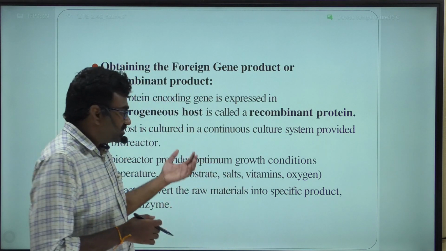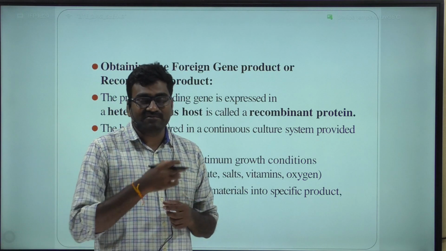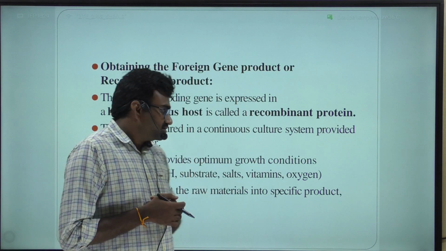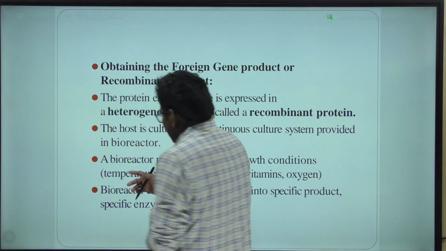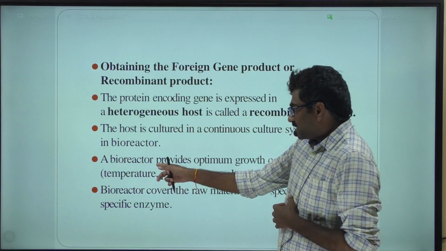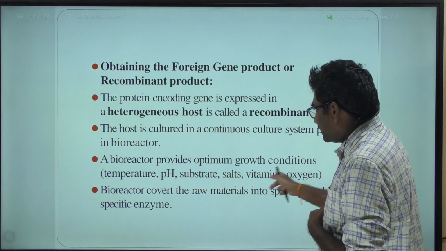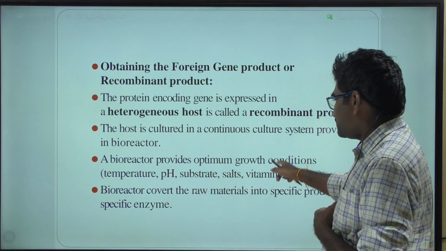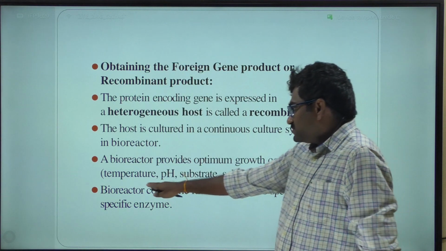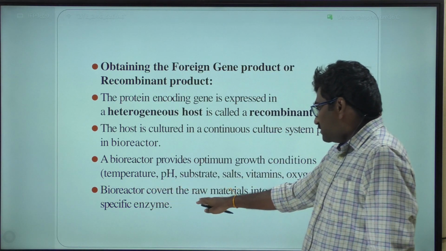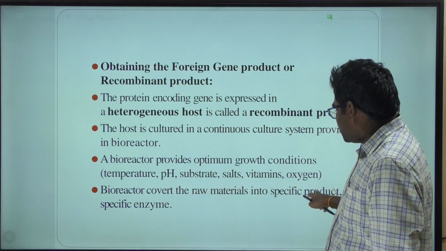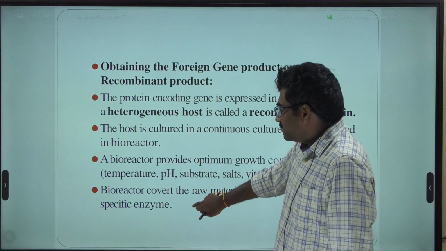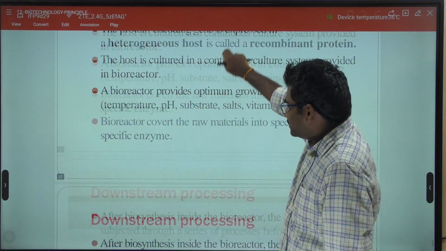So that large quantities of our gene of interest can be produced. A bioreactor provides optimum growth conditions, that is temperature, pH, substrate, salts, vitamins, oxygen, etc. So this bioreactor converts the raw material into a specific product and a specific enzyme.